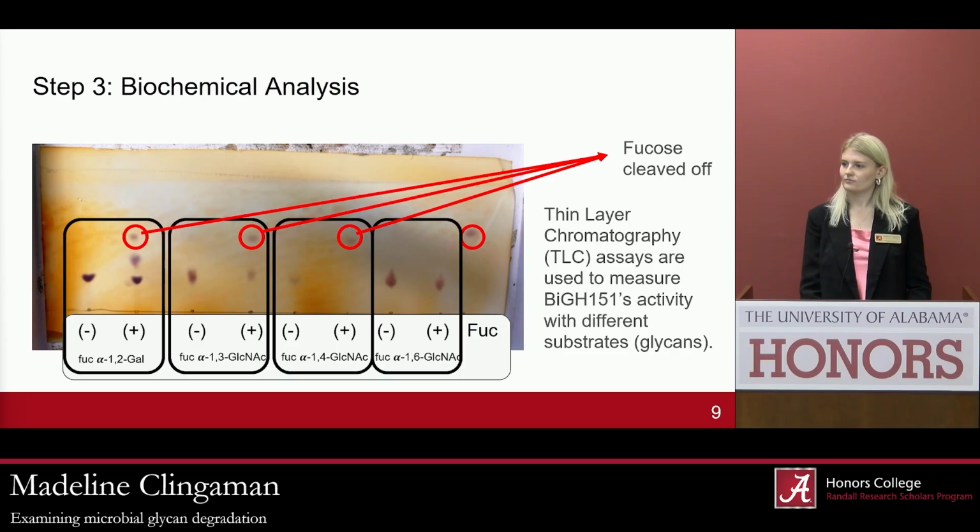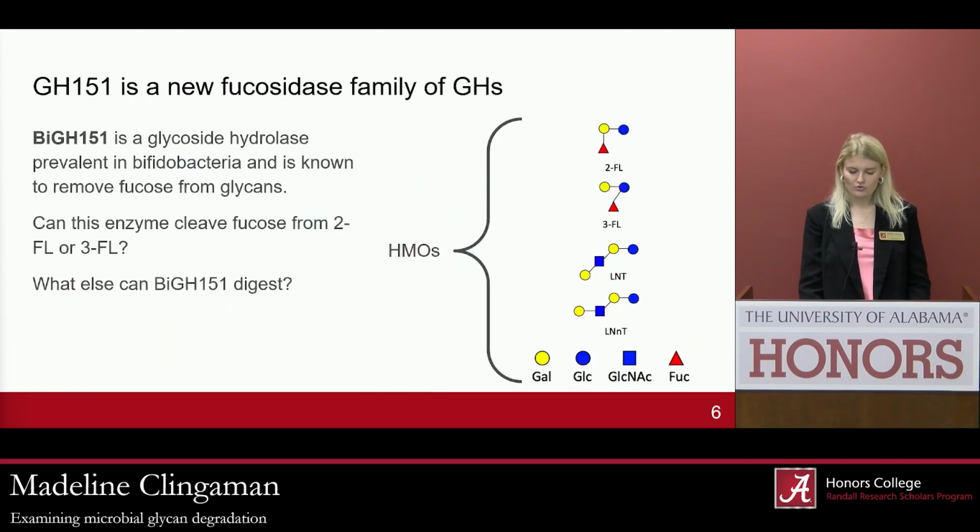Why are 2FL and 3FL the only 2 HMOs that you tested? So I mentioned that the GH151 family is a fucosidase family, which means it only cleaves fucose. And if you look at the structures of these different HMOs, 2FL and 3FL are the only ones that contain fucose. So BIGH151 would not be expected to have any activity on other HMOs.